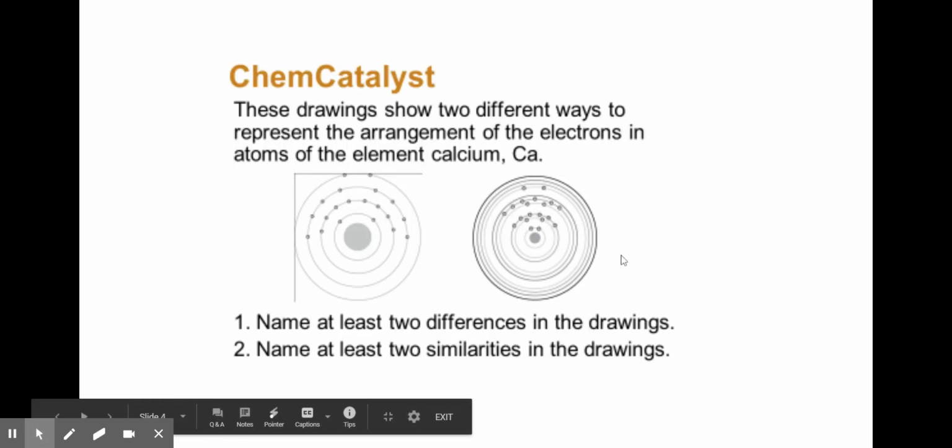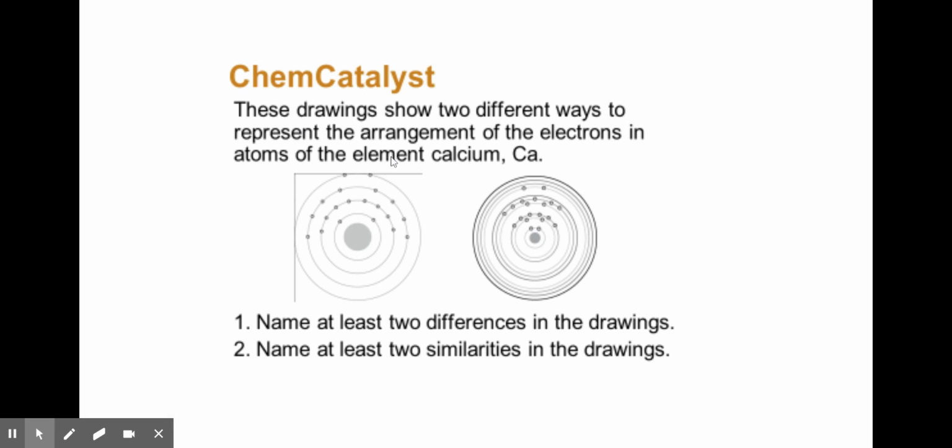Okay, all right, so take a look here. These drawings show 2 different ways to represent the arrangement of the electrons in the atoms of the element calcium. Okay, well, what are 2 differences that you see? Okay, well, 2 differences, I can say that the one on the right hand side has way more circles represented out here. And another difference would be that the electrons on the one that's on the right-hand side aren't all on the same exact circle. Okay, 2 similarities, they have the same number of electrons. Okay, they also show us that the electrons are arranged outside of the nucleus at different distances.